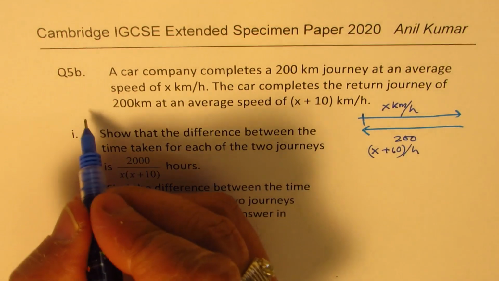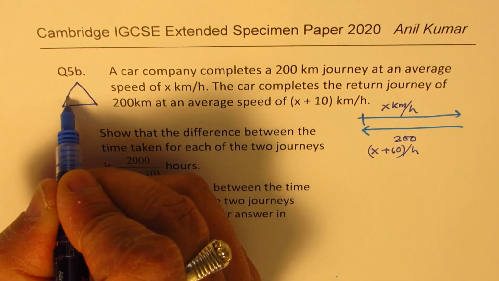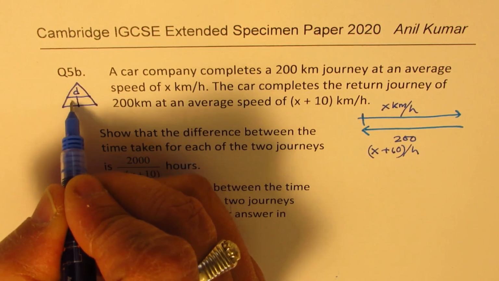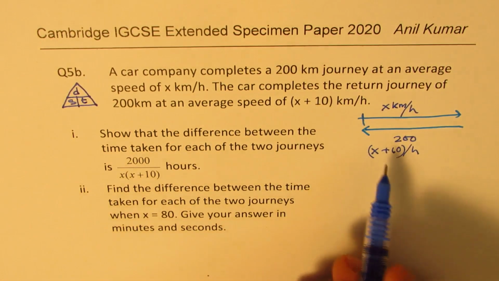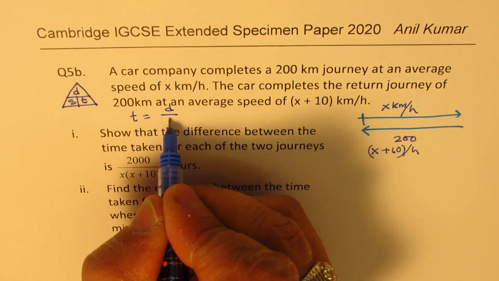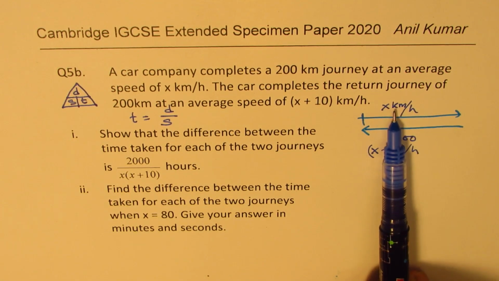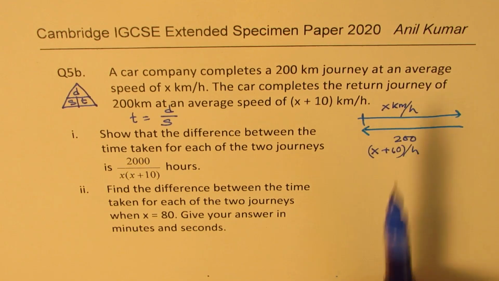Now, distance, speed, time. Remember the triangle, right? Distance, speed, and time. Time is basically equal to distance over speed. So we'll find both the times and take the difference. Perfect. Now which time is higher? This time has to be higher since the speed is lower.